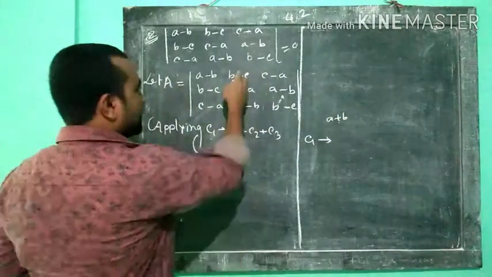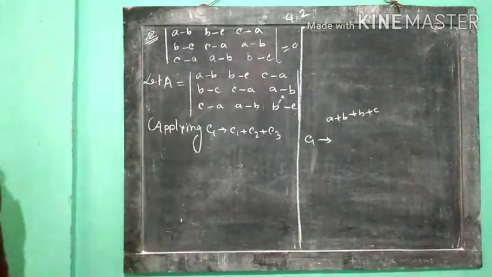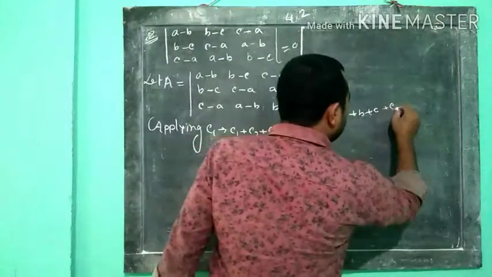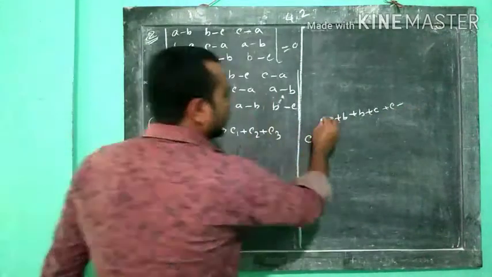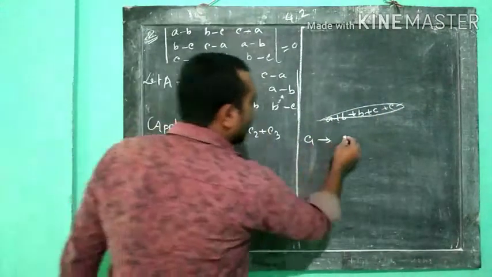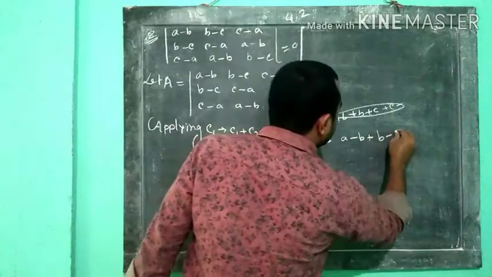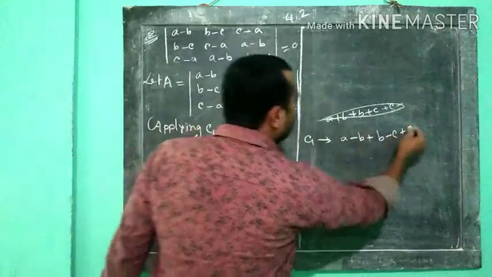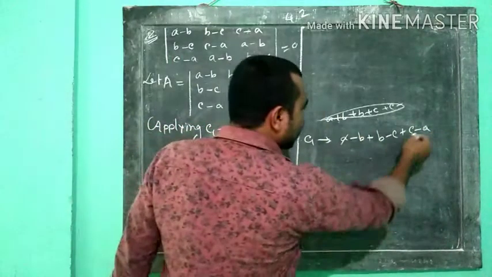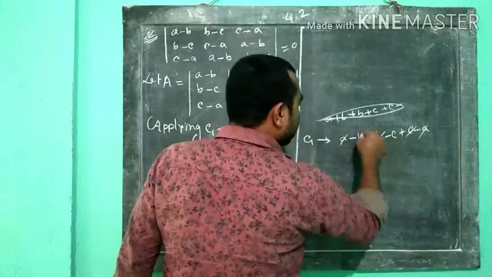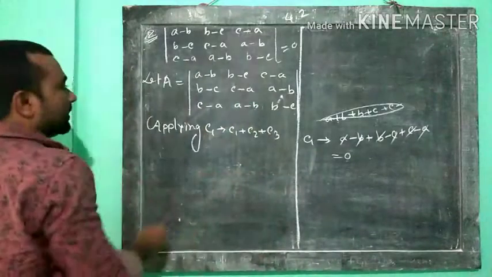C1 is a minus b, C2 is b minus c, and C3 is c minus a. So C1 plus C2 plus C3 is a minus b plus b minus c plus c minus a. Plus and minus cancel, plus and minus cancel, so this is equal to 0.